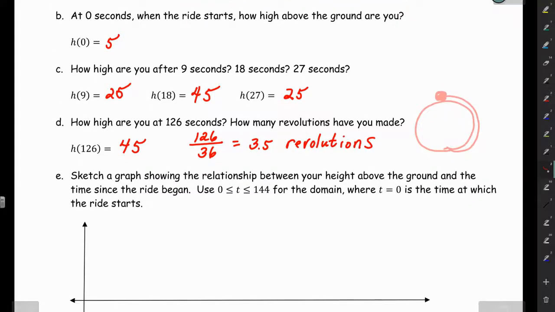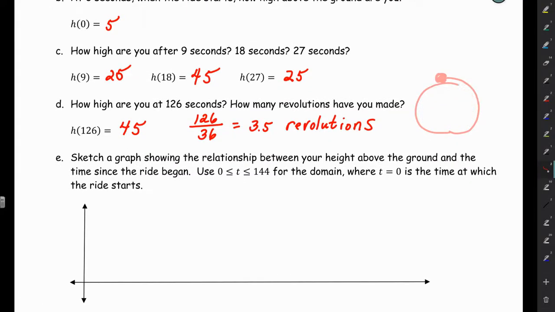Letter E says, sketch the graph showing the relationship between height above the ground and the time since the ride began, and we're going to look at the values of time from 0 to 144. So we're going to have time here. Time is in seconds. And our vertical axis is height. We're looking at it from 0 to 144. So for each cycle, we need 5 tick marks. This is the cosine curve.